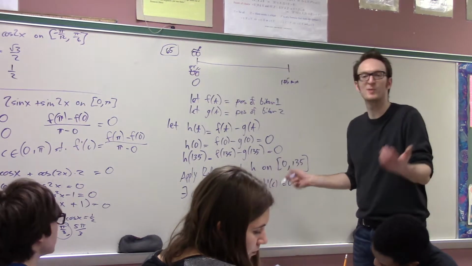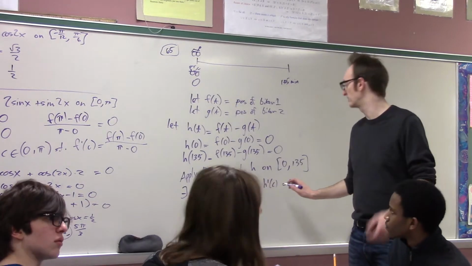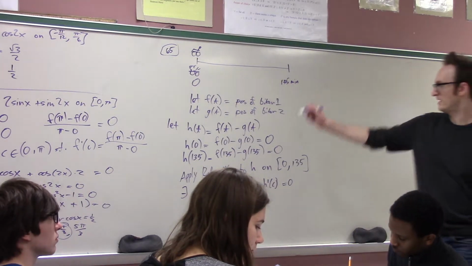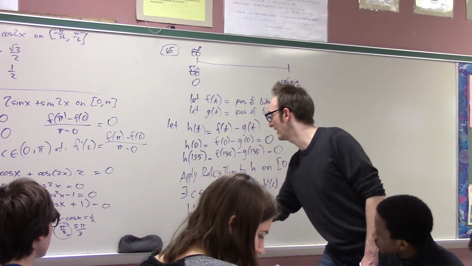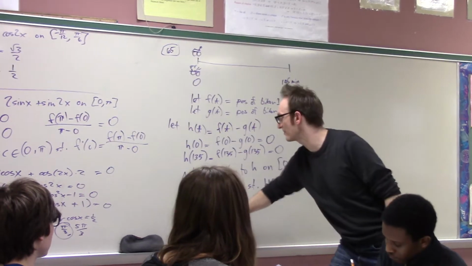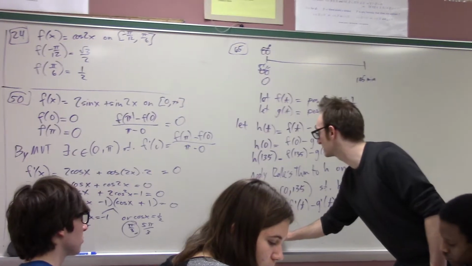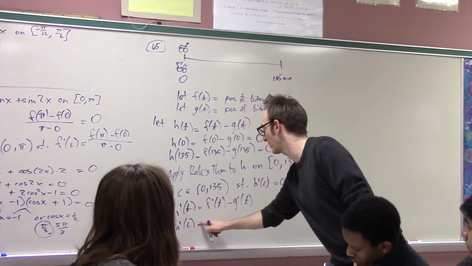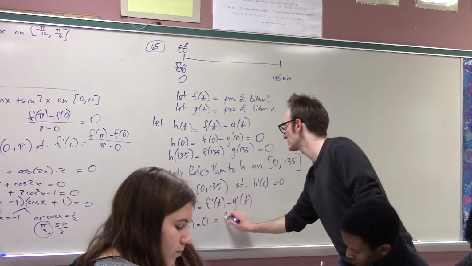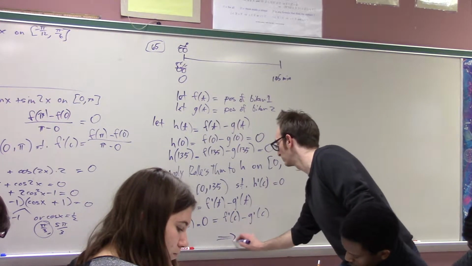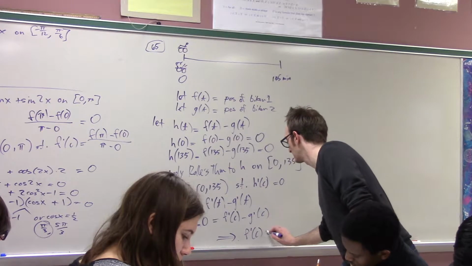It's like exactly our proof of the mean value theorem, right? It's really just you guys doing it all over again. And then on the other hand, h prime of t is just f prime of t minus g prime of t. And so if h prime of c is 0, then f prime of c minus g prime of c is 0. And our conclusion is that f prime of c equals g prime of c.